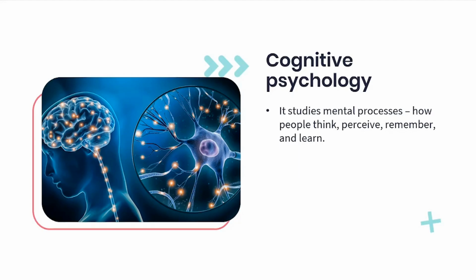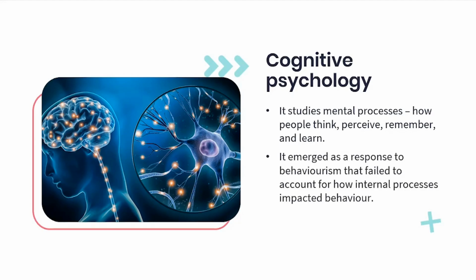Cognitive psychology began to emerge during the 1950s, partly as a response to behaviorism. Critics of behaviorism noted that it failed to account for how internal processes impacted behavior. This period is sometimes referred to as the cognitive revolution, as a wealth of research on topics such as information processing, language, memory, and perception began to emerge.